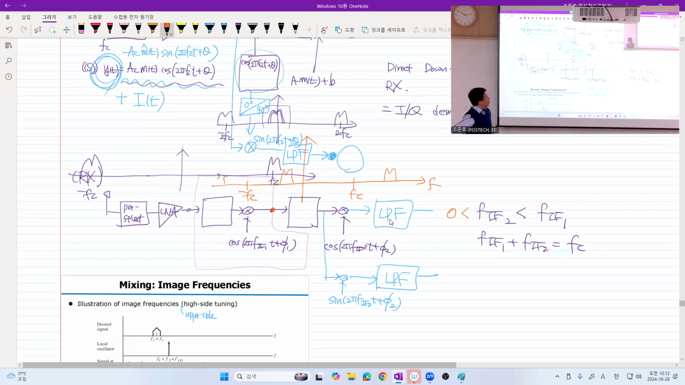Okay. Now you left shift this one by FIF1. So it goes down here, and this goes to the left. Something like this, right? And what is this frequency now? Fc minus FIF1, right? This is very important.